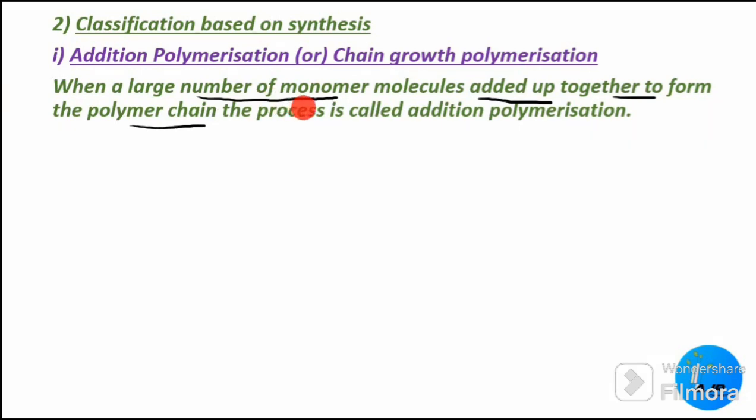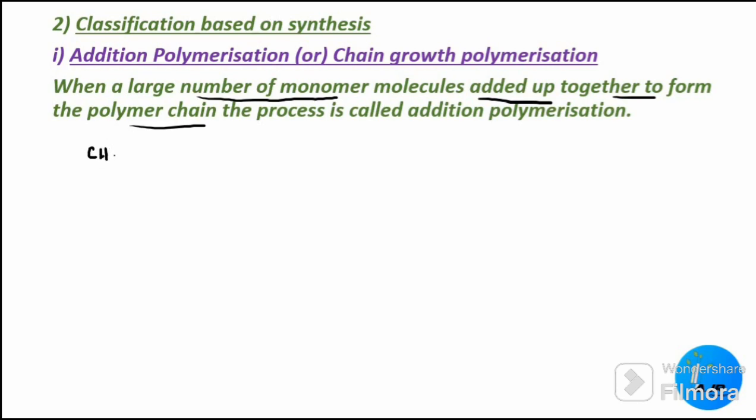Actually, the monomers involved in this process are unsaturated compounds, commonly the derivatives of ethene. This type of polymerization does not involve the elimination of small molecules like water or ammonia or alcohol, etc. Let's see an example for this category, that is the formation of polyethene from ethene.